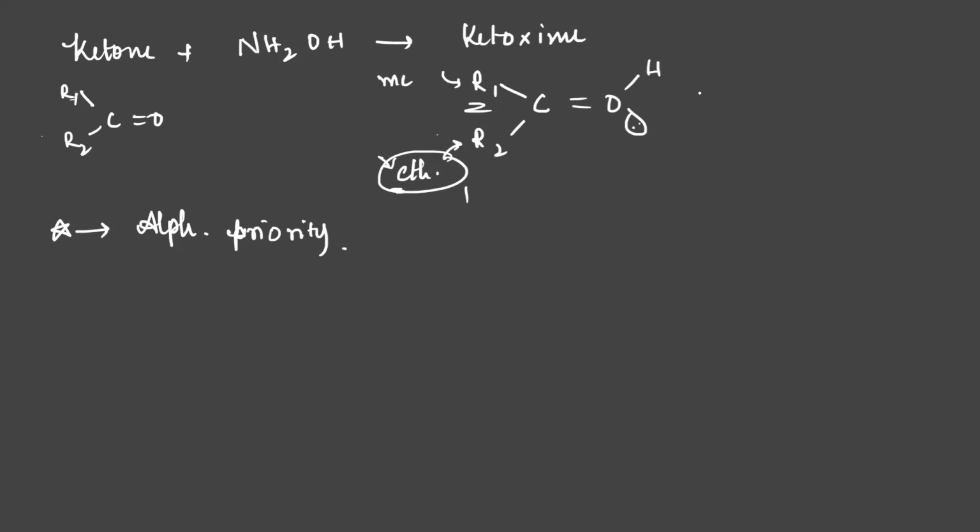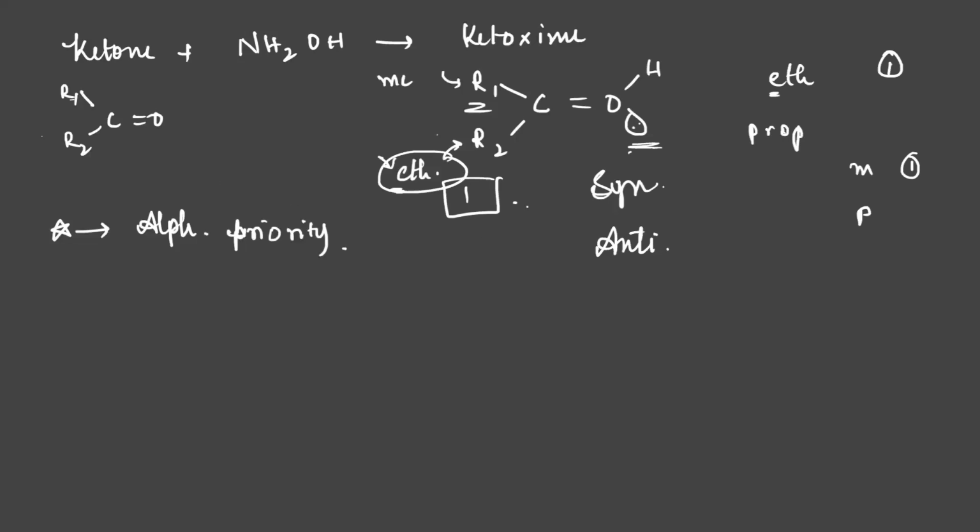Similarly, if I have an ethyl group and a propyl group, what will be my priority? It goes to the ethyl group, because E comes first in the dictionary. If I have a methyl group and a propyl group, methyl goes first. So ethyl has the first priority. Okay, and then we have the double bond here. If the first priority group and the double bond are on the same side, this will be syn. And if they are on the opposite side, then it becomes anti. This is about the syn and anti in ketoximes.